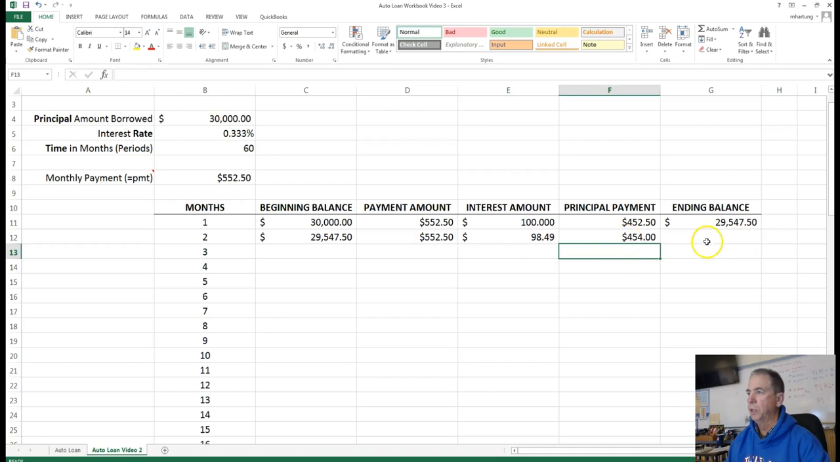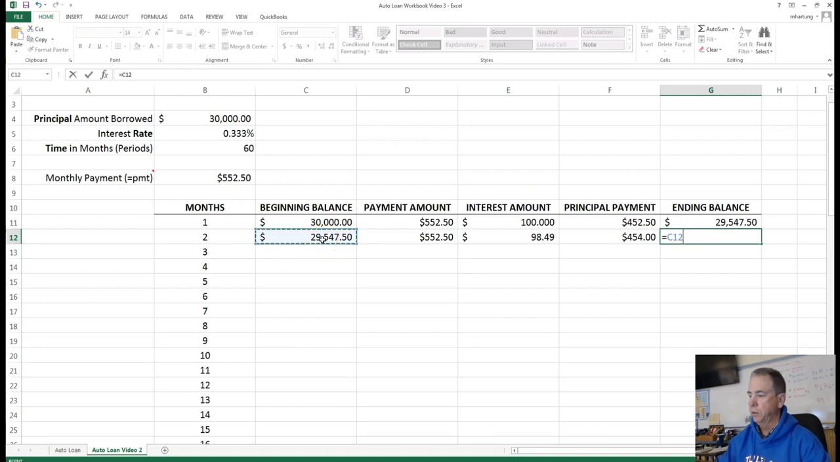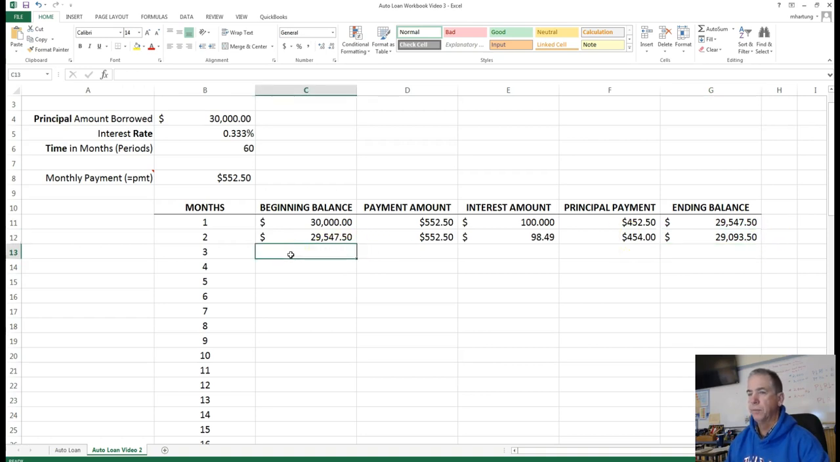So what's our new balance now? The beginning balance minus the principal payment. Let's see how much we owe for this loan this time. So now we owe $29,093.50. Let's do it again and get some practice to make sure you understand these relationships before we start doing some copying.